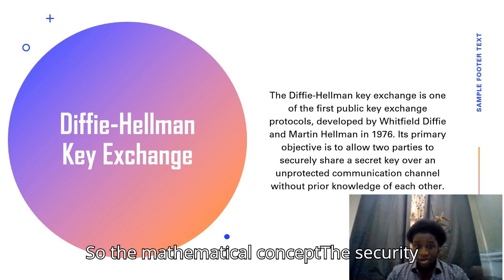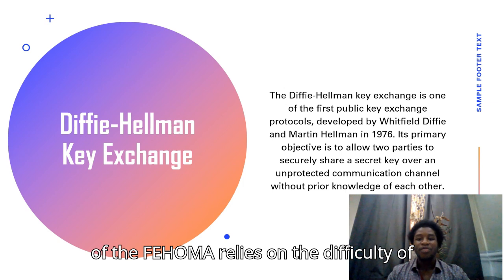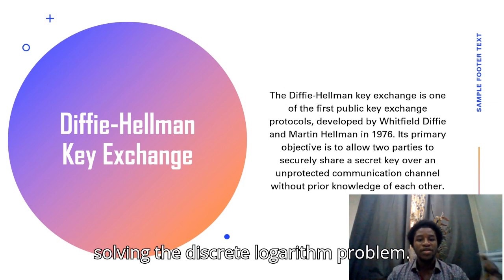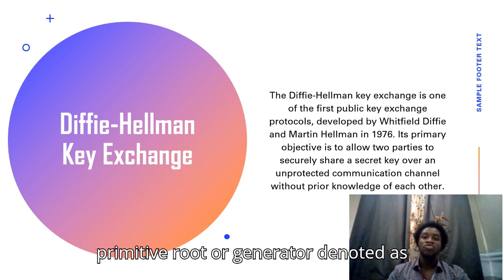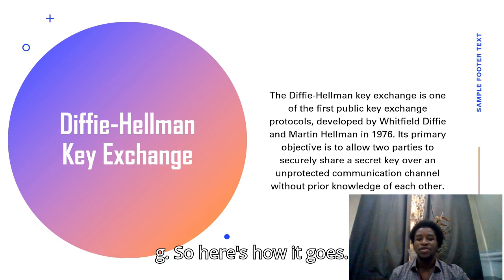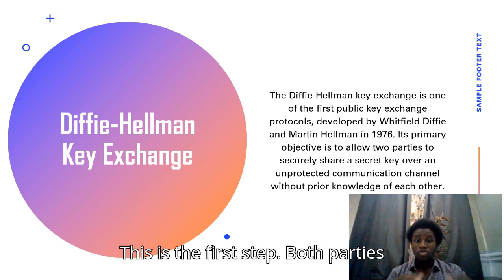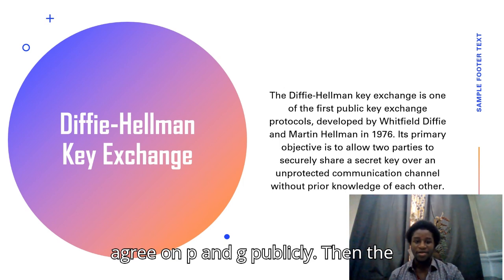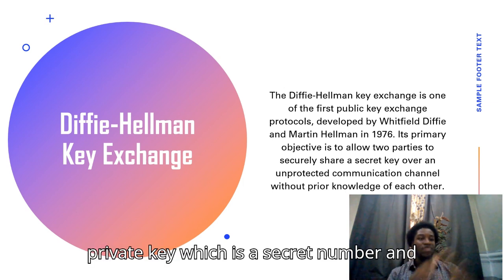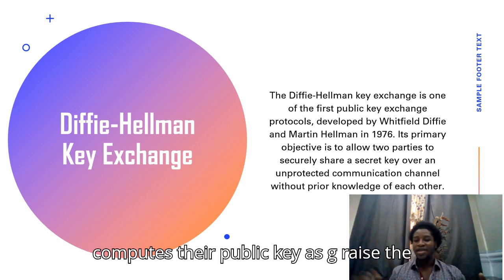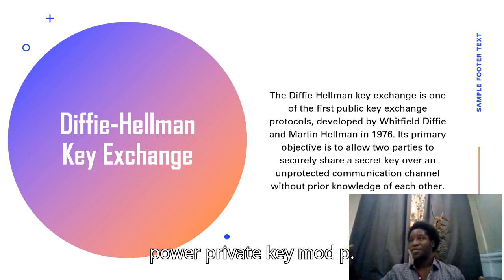So, the mathematical concept: the security of Diffie-Hellman relies on the difficulty of solving the discrete logarithm problem. It uses a prime number denoted as p and a primitive root or generator denoted as g. So here's how it goes. This is the first step, both parties agree on p and g publicly. Then the second step is that each party chooses a private key, which is a secret number, and computes their public key as g raised to the power of the private key mod p.